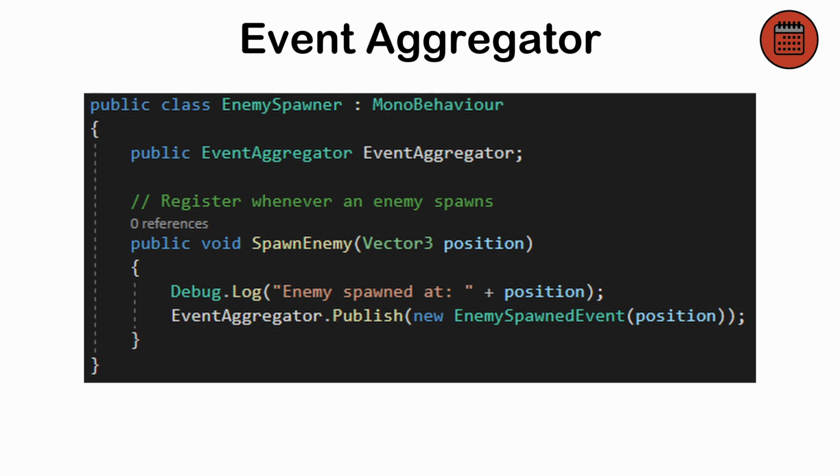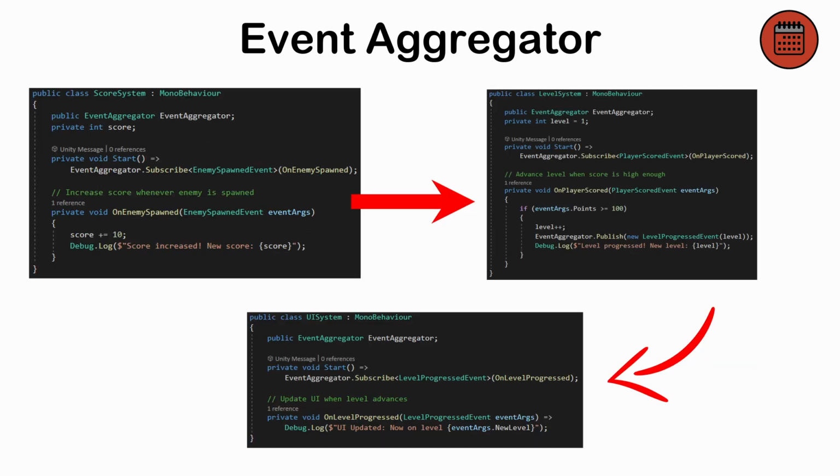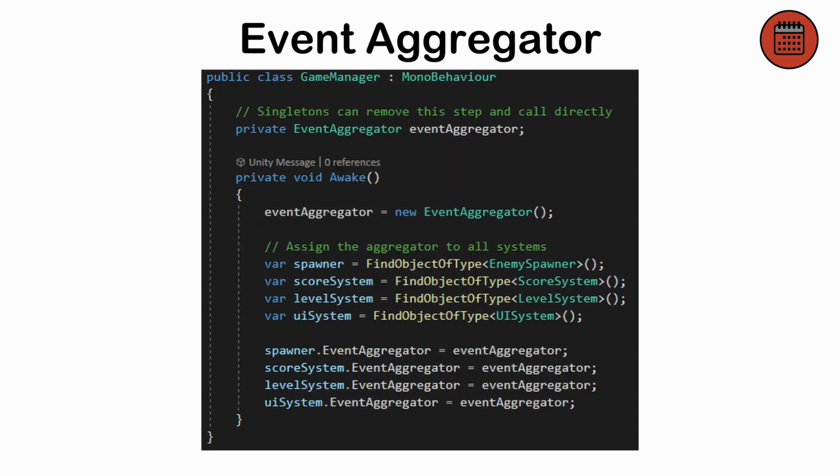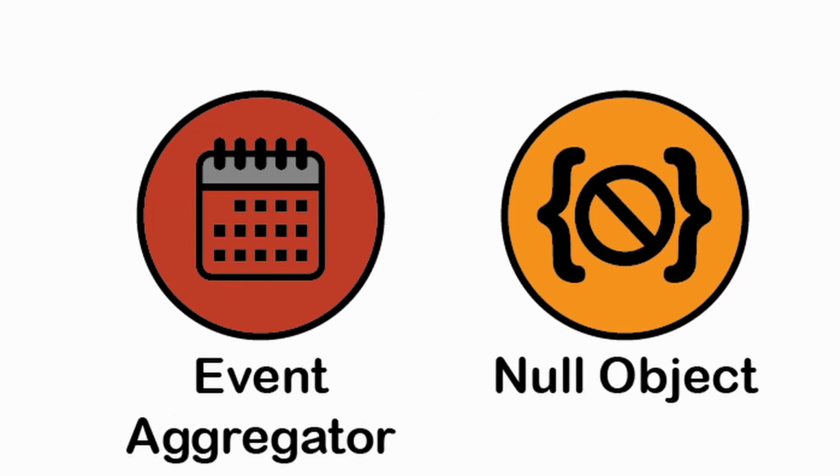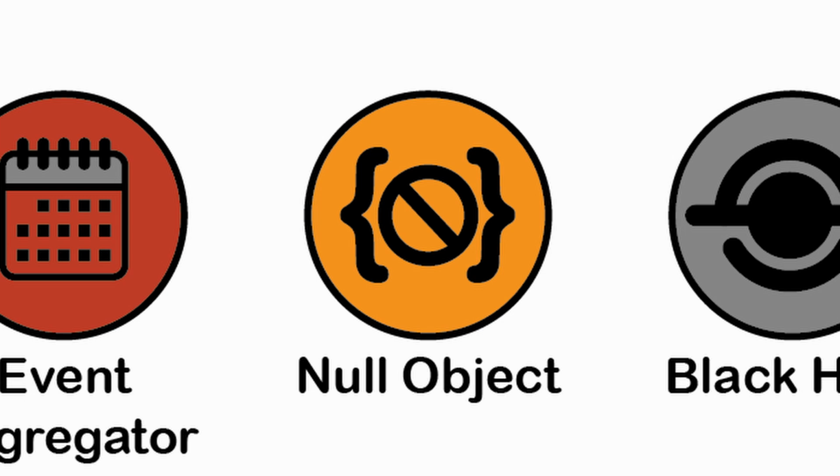Various systems can then call the aggregator inside their methods and tell it to publish events as they happen. Other entities and systems can then call the aggregator to register as subscribers to those events, passing in their event arguments. Some downsides are that it can make tracing issues difficult and is prone to memory leaks if subscribers aren't cleaned up properly.